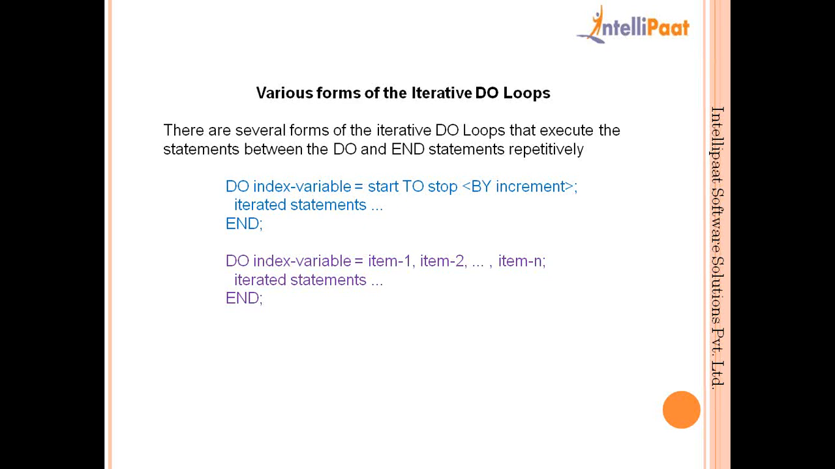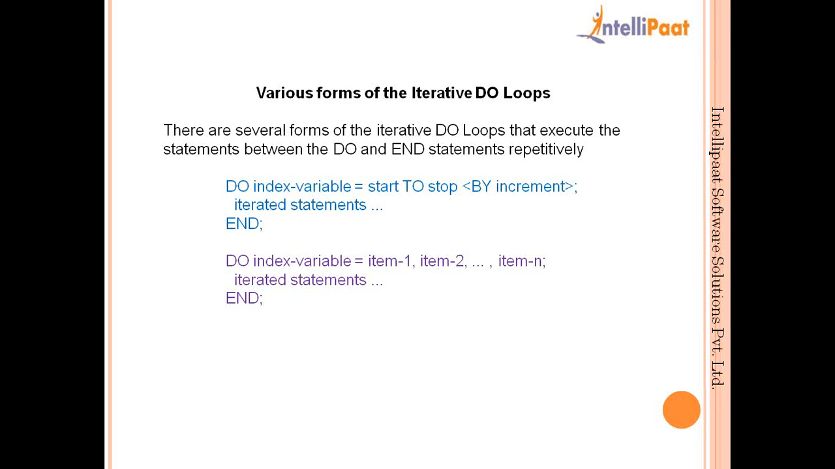And by increment, you need to specify how much increment you want. Do you want it to increase by one, or by 2, 3, or whatever number you specify there? Then whatever action you want to be taken needs to be written between the do statement and the end statement. Whatever you mention between the do keyword and the end keyword will be executed n number of times, or the number of times you run that loop.